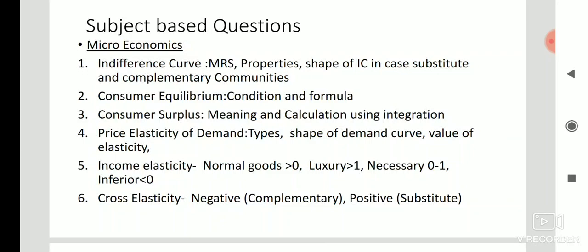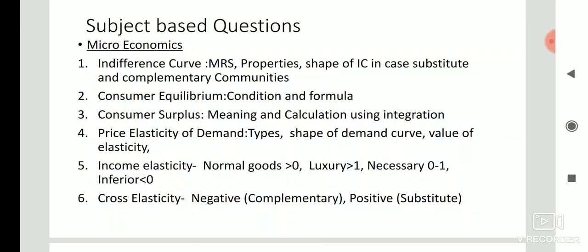So the slope of the indifference curve is MRS XY, and the slope of the budget line is the price ratio PX by PY. If MRS XY is equal to PX by PY, then the consumer attains equilibrium. Or theoretically, we can say it is the point of tangency of the budget line with the highest possible indifference curve. At the point of tangency, the slope of the budget line, PX by PY, and the slope of the indifference curve, that is MRS XY, are both equal or same.